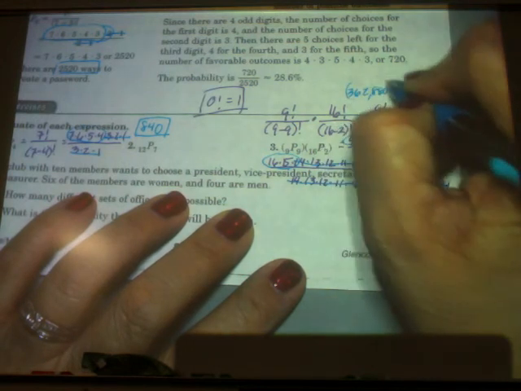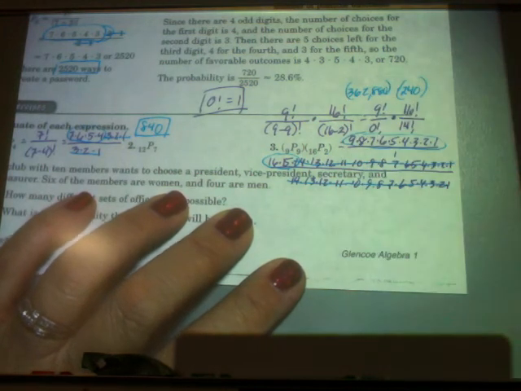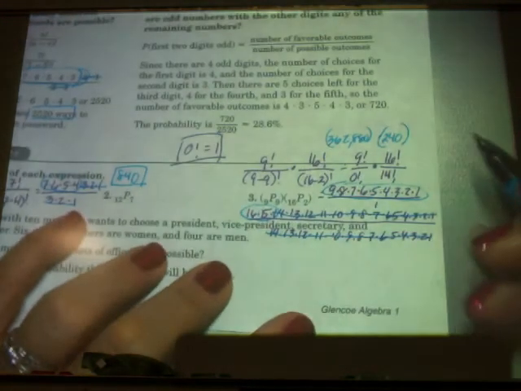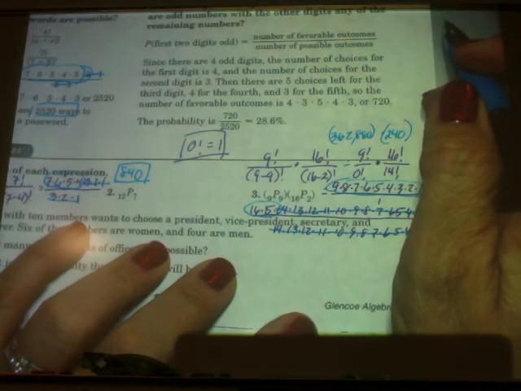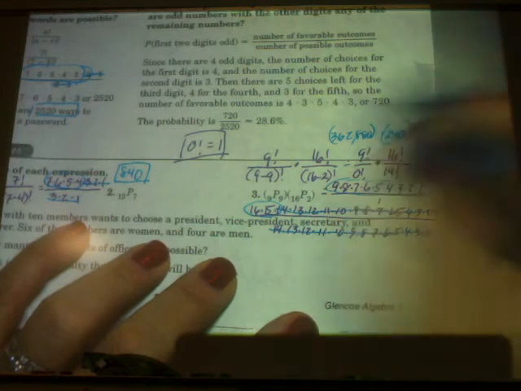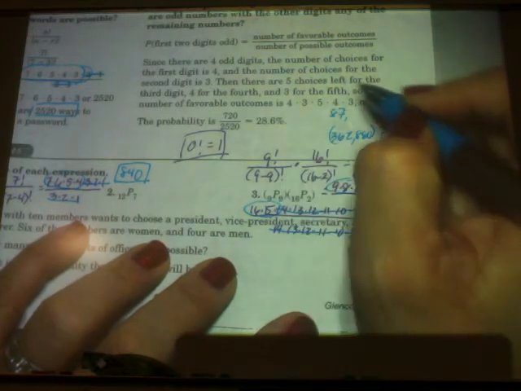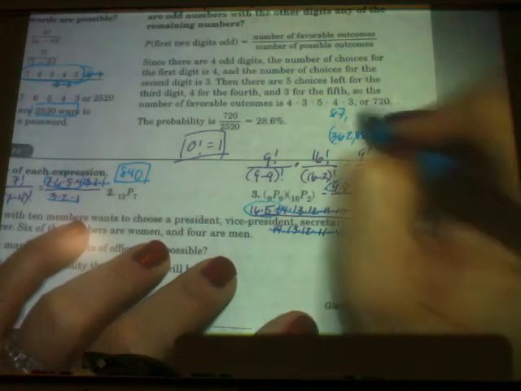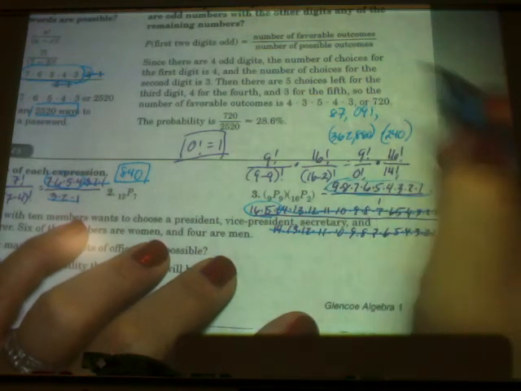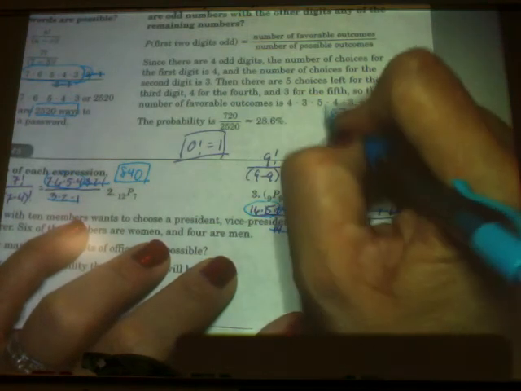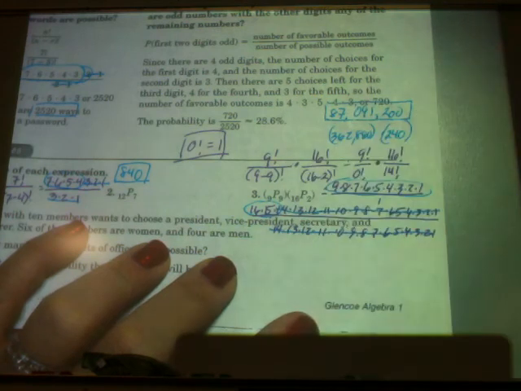So I'm going to multiply this to that, right? And I get a really big number. So my final answer would be 87 million, 91,200, right? Bless you. That's a lot of permutations.